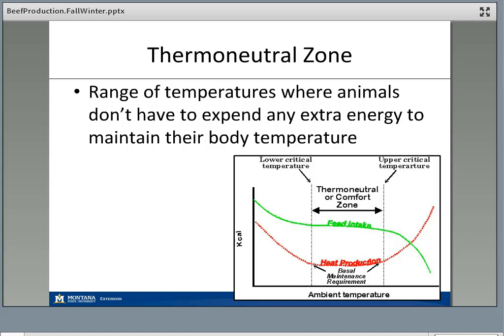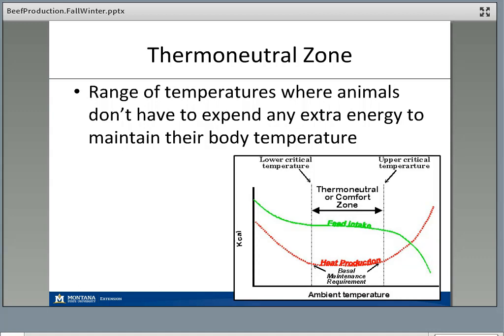Okay, and so this is looking at energy requirements compared to ambient temperature. As temperature increases, you can see that feed intake, the green line, goes down. As temperature decreases, feed intake goes up, but heat production increases on both sides of lower and upper critical temperature because their energy requirements are going to increase to maintain body temperature, whether it be cooling down or heating up.